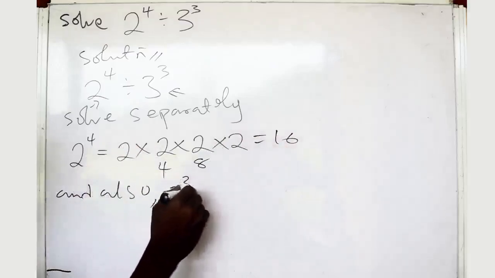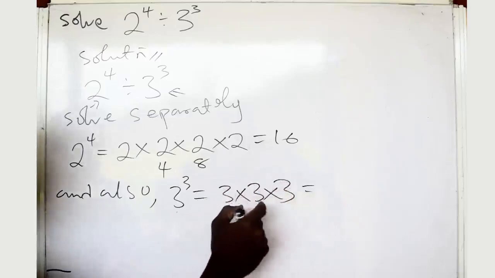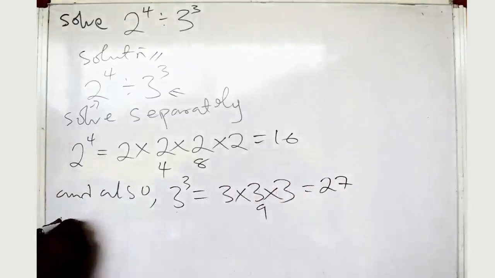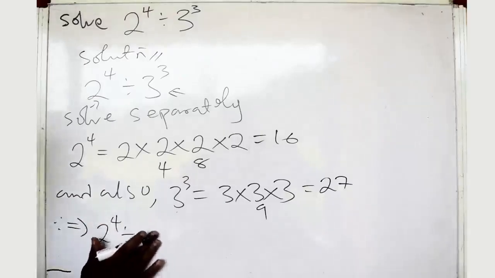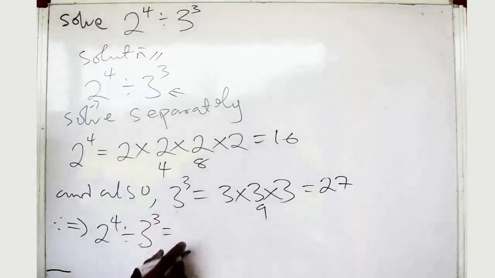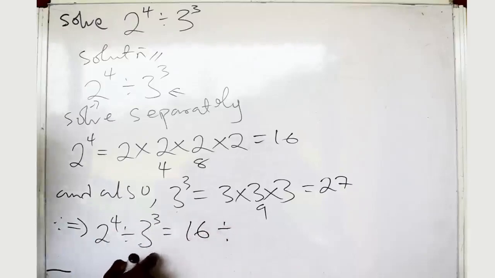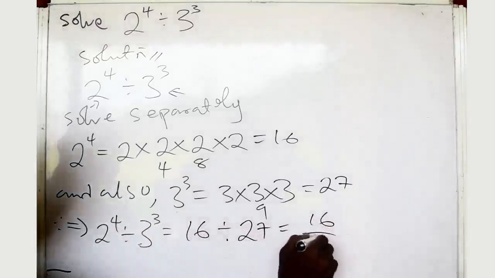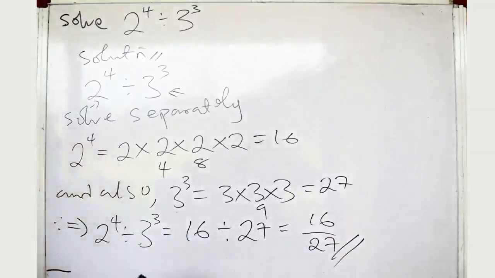3 raised to the power of 3 means repeat 3 to the value of 3. 3 times 3 is 9, 9 times 3 is 27. So therefore, it implies that 2 raised to the power of 4 divided by 3 raised to the power of 3 is 16 divided by 27. It will give you 16 over 27. So this is the answer. You cannot go further. There is nothing to go about it. So this is how a calculator is coded.